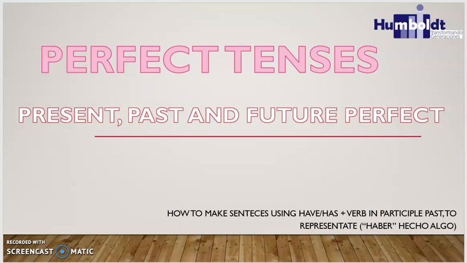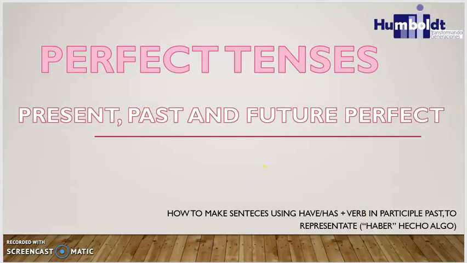Today we are going to study the perfect tenses. The present perfect, the past perfect, and future perfect, alright? Especially how to make sentences using the auxiliary verb have with the verbs in past participle to represent haber hecho tal cosa, okay?